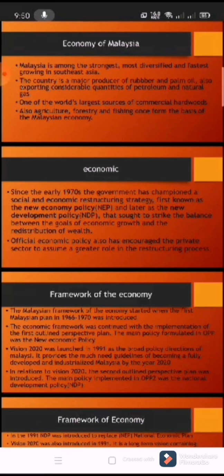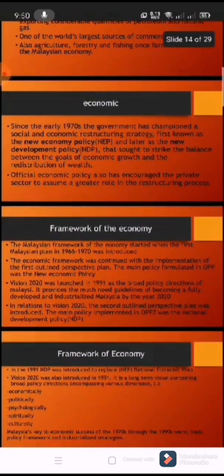Malaysia is among the strongest, most diversified, and fastest growing economies in Southeast Asia. The country is a major producer of rubber and palm oil, also exporting considerable quantities of petroleum and natural gas, one of the world's largest sources of commercial hardwoods, and agriculture, forestry, and fishing once formed the basis of the Malaysian economy.